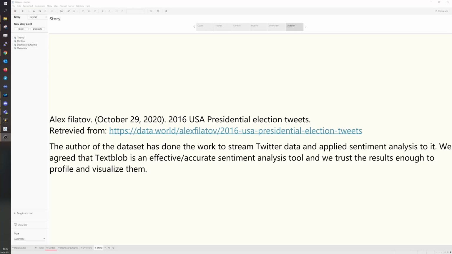This is the citation page. Here you can see the source that we retrieved the data from, and a disclaimer that the author of the dataset has done the work to stream Twitter data and applied sentiment analysis to it already. We just agreed that TextBlob is an effective and accurate sentiment analysis tool, and we trust the results enough to profile and visualize.